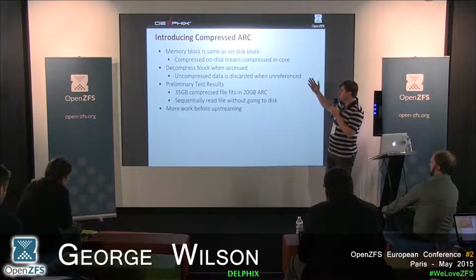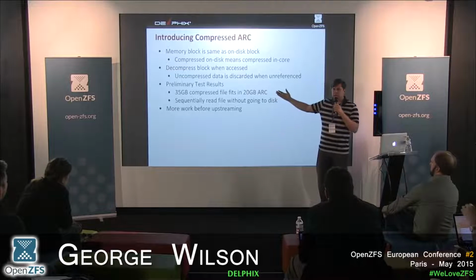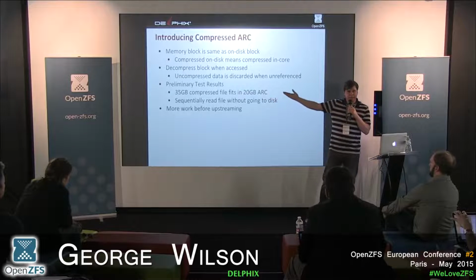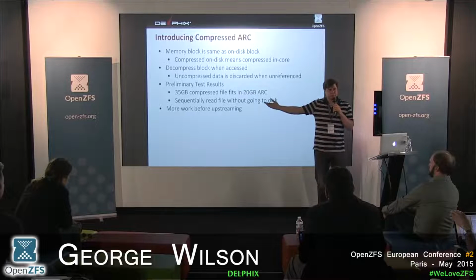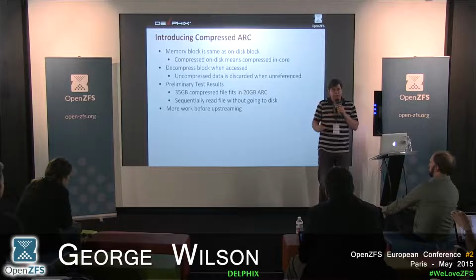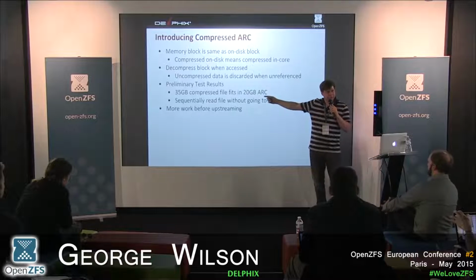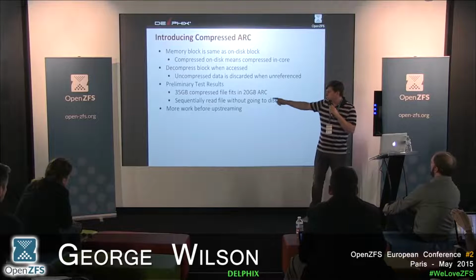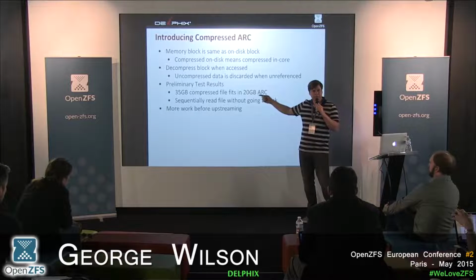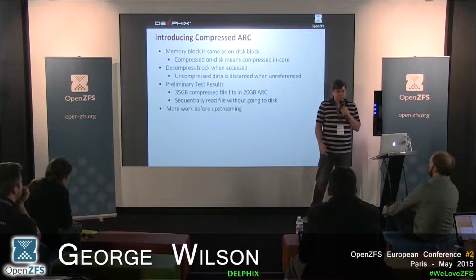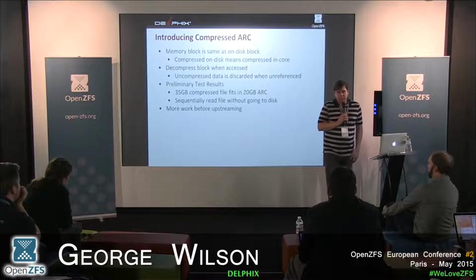Just some preliminary tests that we did. I had a small system, 20 gig of ARC, and created a 35 gig file on an LZ4 compressed file system. I'm getting about 2.64x compression ratio for that file. I'm actually able to read that entire file into the ARC and keep it completely cached. So all subsequent reads come directly from the ARC, even though it's 15 gig larger than the existing ARC.